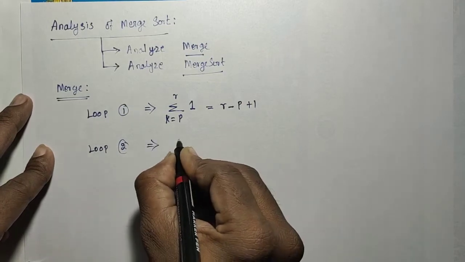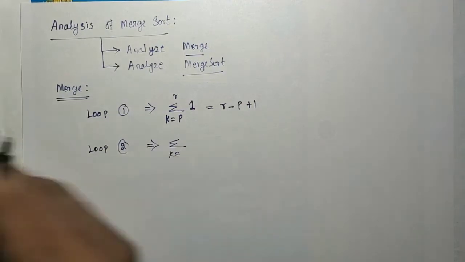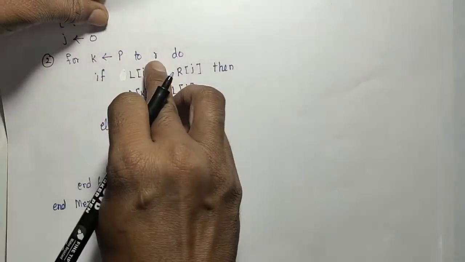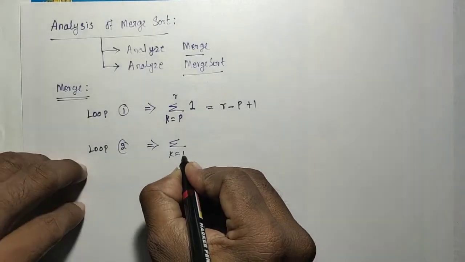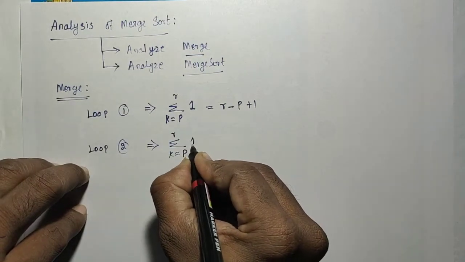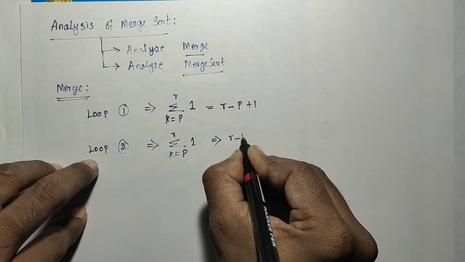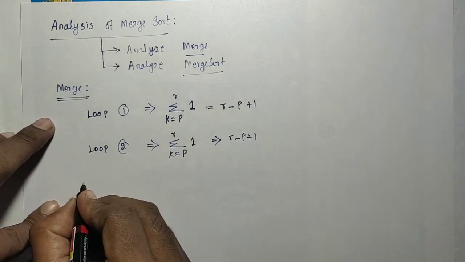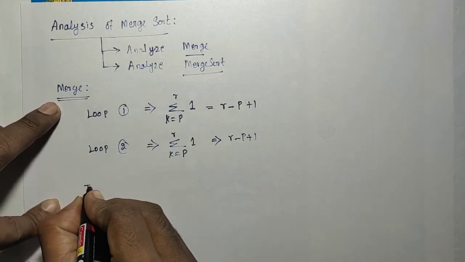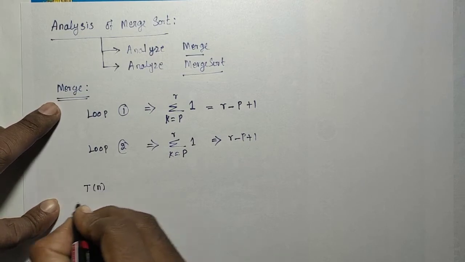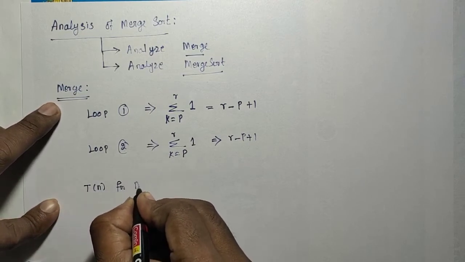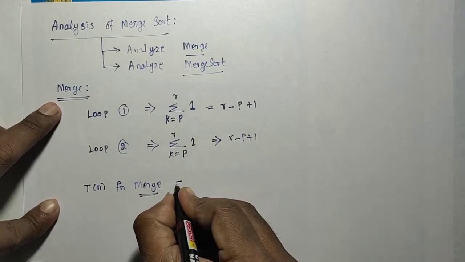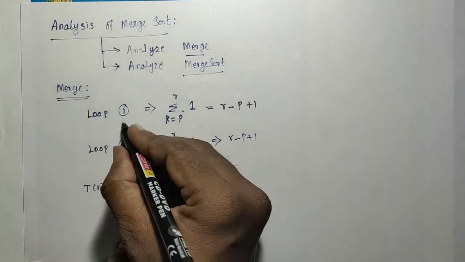Okay, similarly loop 2 number of iterations also will be calculated like this. You see that loop 2 is also k equal to P to R, so the sum of k equal to P to R of 1, so we can write R minus P plus 1, so that the time complexity T of n for the merge algorithm, not merge sort algorithm, merge algorithm, which is equal to, okay, loop 1 plus loop 2.